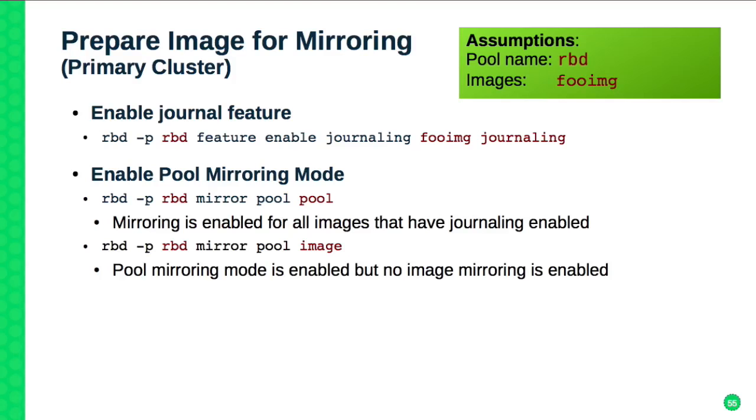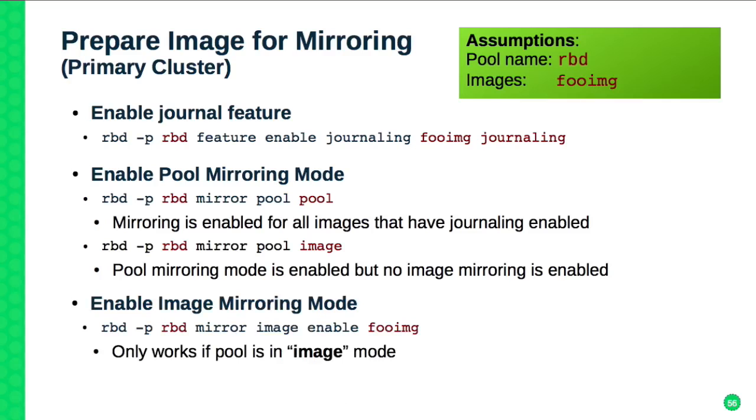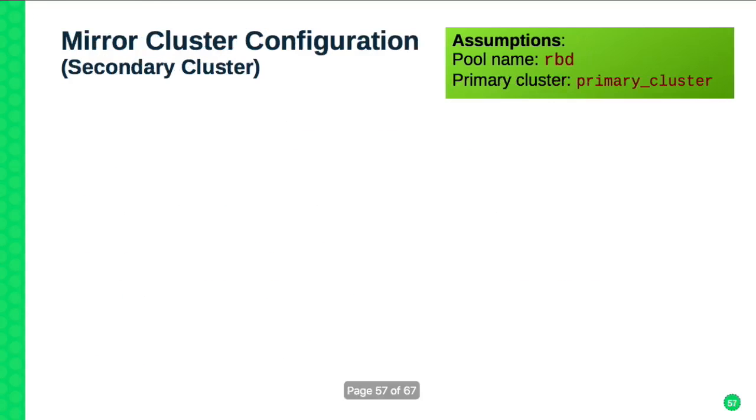The other mode that you can set for the pool is the image mirroring mode. The image mirroring mode allows you to set the mirroring for each image individually. So nothing is automatic anymore. If you create an image, you have to enable the journaling feature and say that you want to mirror that image. And if I want to enable mirroring for an image, I just enable it. As I said, this only works if the pool is in image mode, right? Because if it's in pool mode, every image gets the mirroring feature enabled automatically. Okay, that was everything you have to do on the primary side.